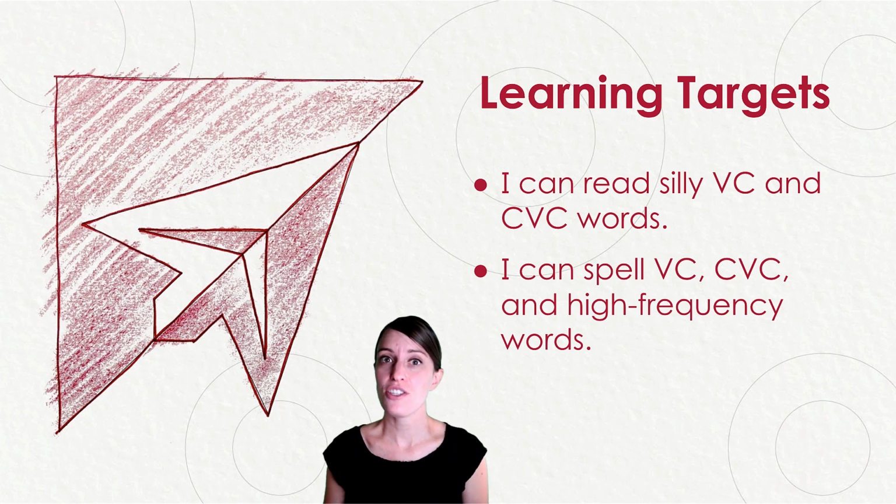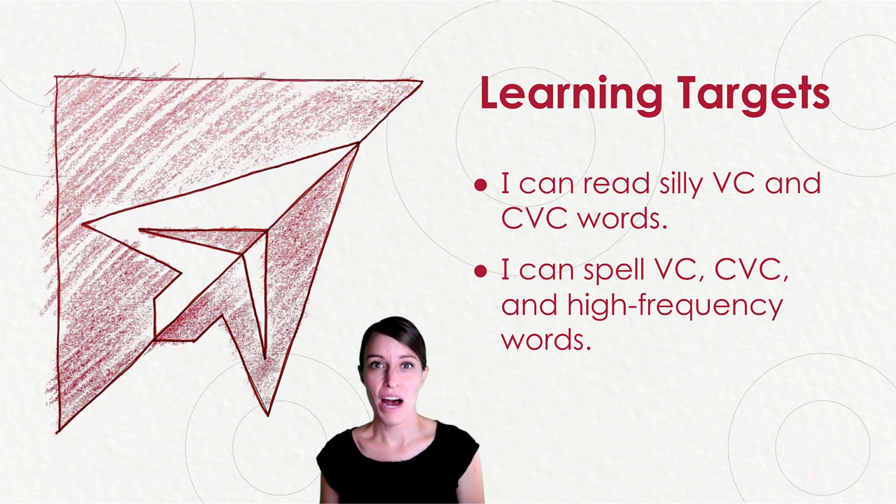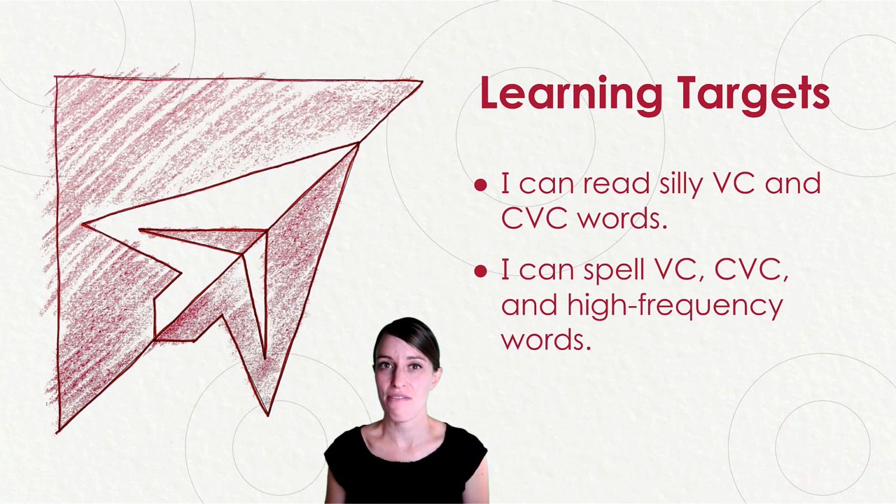We have just 2 learning targets today. The first is, I can read silly vowel consonant and consonant vowel consonant words. And the second learning target is, I can spell vowel consonant, consonant vowel consonant, and high frequency words.